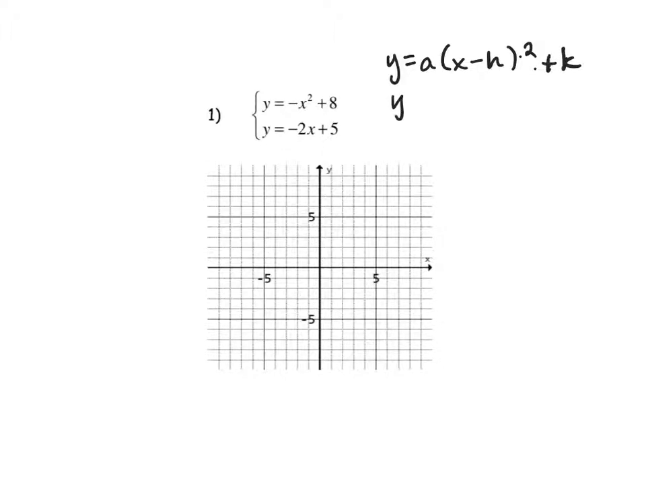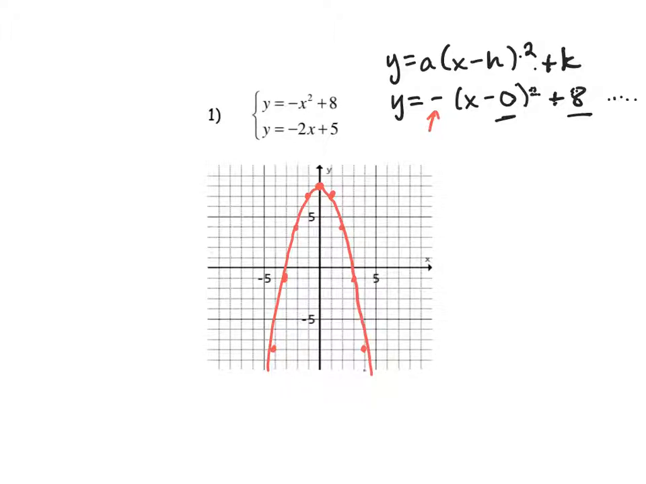This can be written as y equals -x minus 0, because I have nothing in the parentheses, and then plus 8. So then I have a vertex of 0, 8. So I can go up to the point 0, 8 and make my vertex. Because of that negative, this is going to be opening down. All right, so there is my parabola.